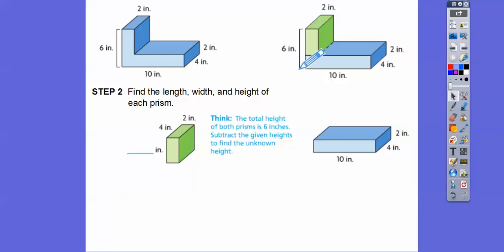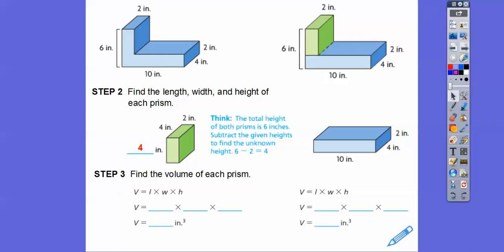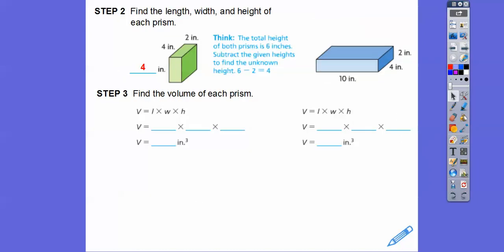This whole length is 6 right here. If we take off this little piece right here, this little piece is the same as this little piece right here. So if this is 2, then this has to be 4 to get me 6. 6 minus 2 would get me 4. So this is going to be 4 inches right there. The volume is going to be length times width times height on both of those.